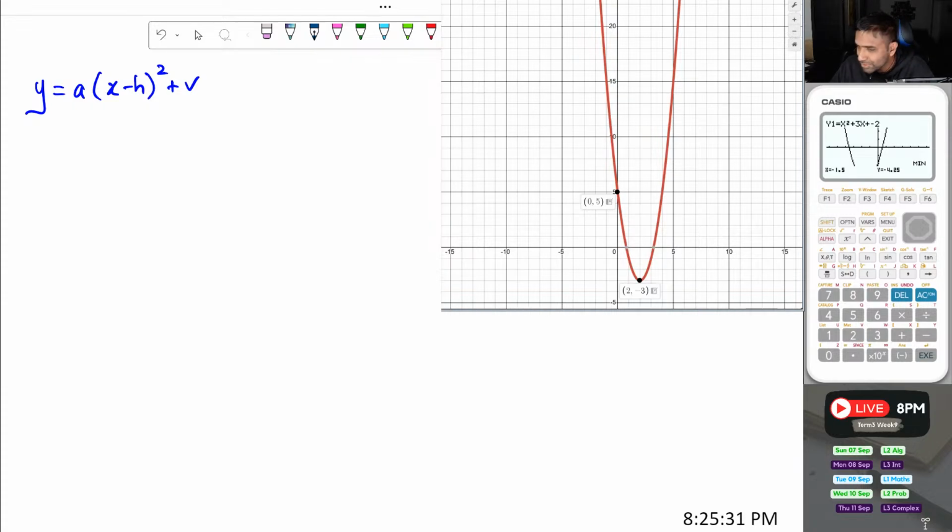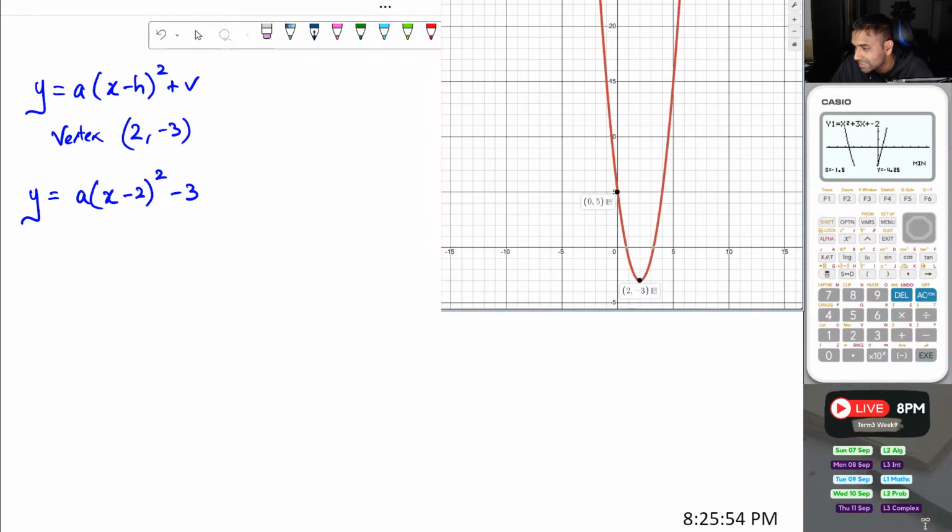All right, anyway, let's go through this one. So our point that we have is (2, -3). So the vertex is actually (2, -3). If that's the case, then y = a(x - 2)^2 - 3. That's pretty much the starting point.